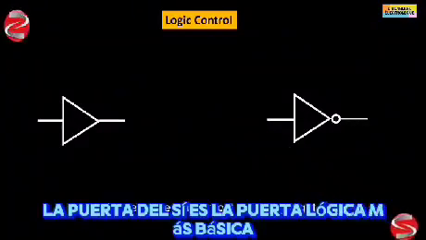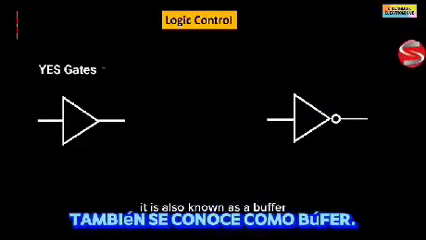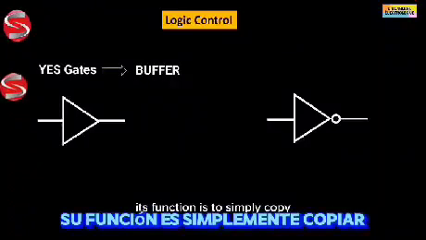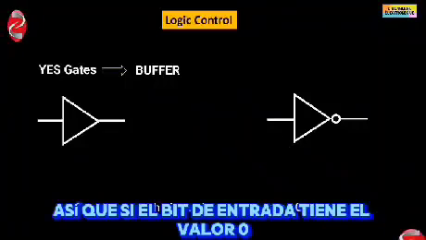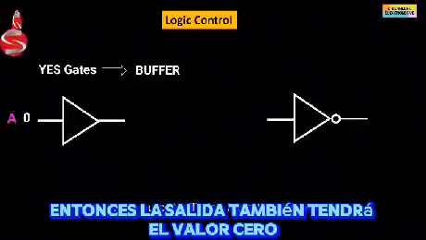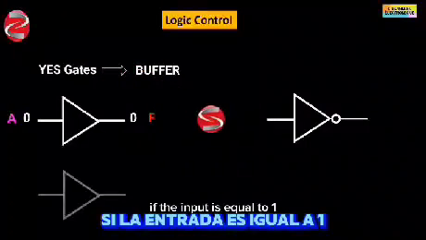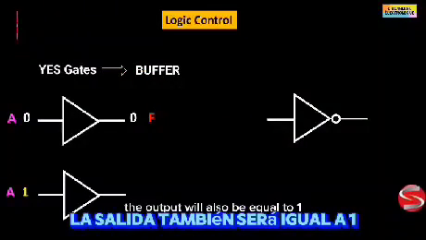The yes gate is the most basic logic gate. It is also known as a buffer. Its function is to simply copy the state of the input bit to the output bit. So if the input bit has the value 0, then the output will also have the value 0. If the input is equal to 1, the output will also be equal to 1.